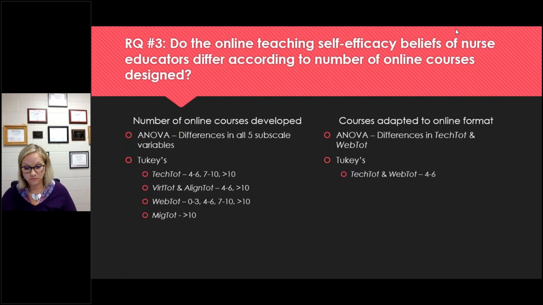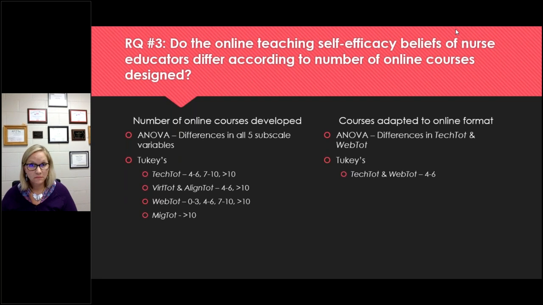technology total showed frequent development at 4 to 6, 7 to 10, and greater than 10. Virtual interaction and course alignment were at 4 to 6 and greater than 10. Web-based course structure had the most frequent intervals, essentially at each interval of courses developed: 0 to 3 courses, 4 to 6, 7 to 10, and greater than 10. And course content migration had greater than 10 courses developed, which is a very logical assumption, that anybody who developed more than 10 courses is going to have a significantly higher mean score than anybody else.